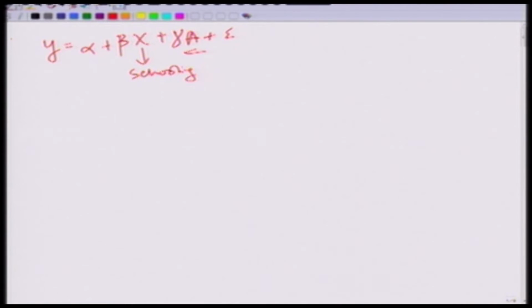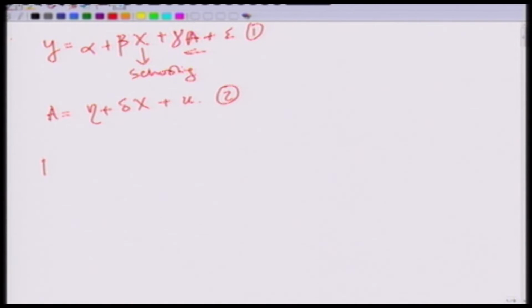So the relationship between X and A can also be written as A equal to eta plus delta X plus U, let us say. What this means is that we have another equation which gives you the relationship between X and A, and in the first equation what we saw was the relationship between A and Y.